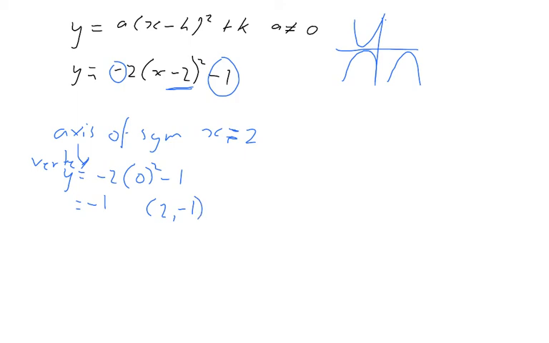Okay? So what we can use in this instance to help us find the vertex when it's in this form is just h, k. I'll just write that neater. h, k is your vertex. Okay, so as you can see here, it's 2, minus 1.